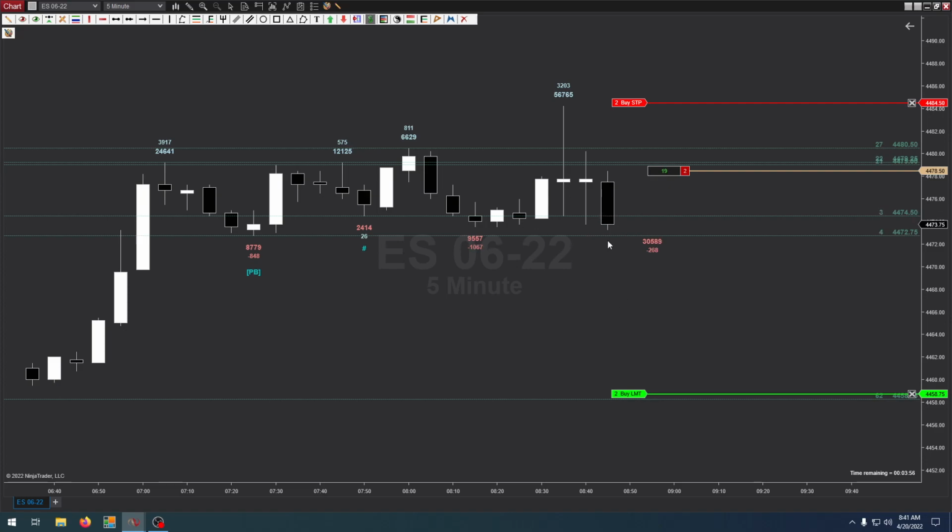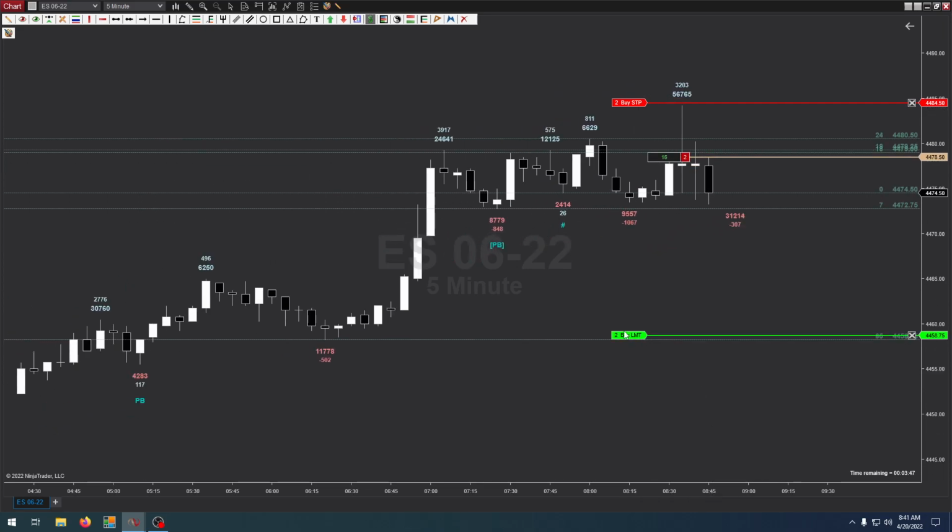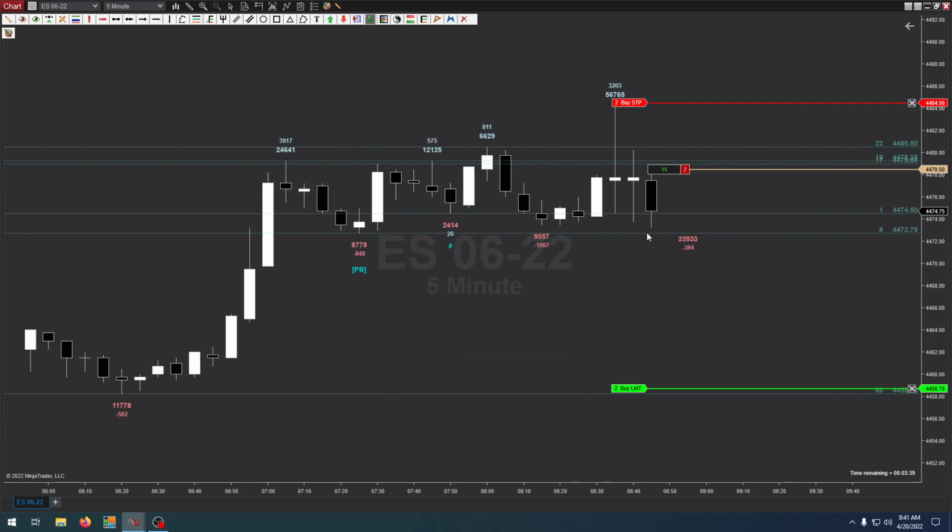We really need to get below this level right here and close below it, or else we don't have a shot at all to get down here. Once again, my target is just this swing low right here. That's all it is, just above it. This level here is holding as support right now.